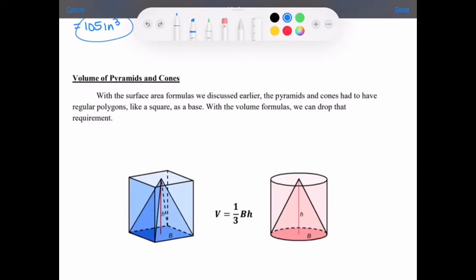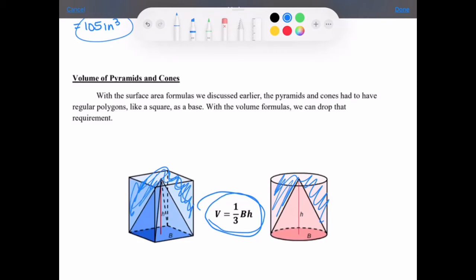With the surface area formulas we discussed earlier, the pyramids and cones had to have regular polygons like a square as a base. With volume formulas, we can drop that requirement, because there's only one base here. So we're realizing that for these, it's going to be 1/3 of the area because of this space that we're not including, the space around the shape.